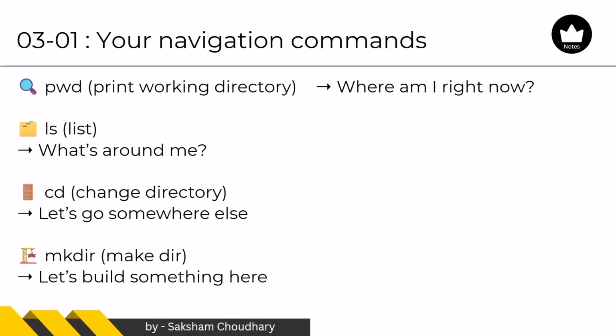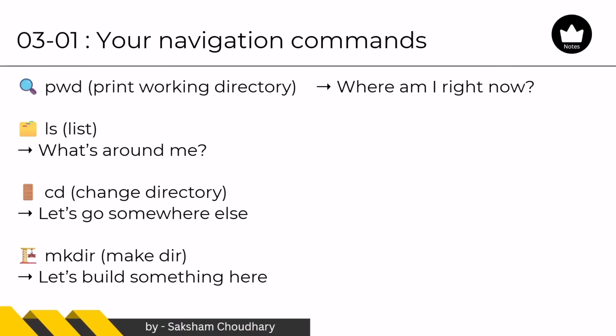Let me quickly give you a brief introduction about these commands. Now these are basically called your navigation commands, in which we have pwd, that is print working directory. So it will actually tell you your current position, where you are right now. If you're a little bit confused, you can always use the second command, ls, to list what is around you. If you want to change the directory, that means if you want to go from one folder to another, you can use the command cd. Or if you want to make a new folder, or a new directory, you can use the command mkdir, that is about making a new directory.